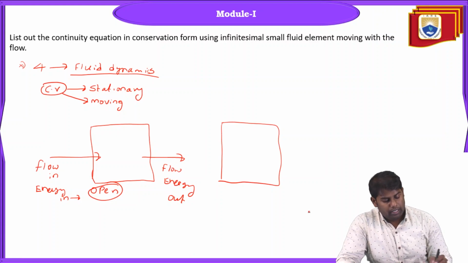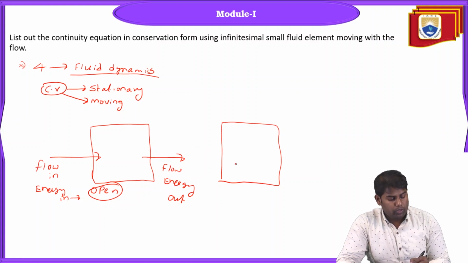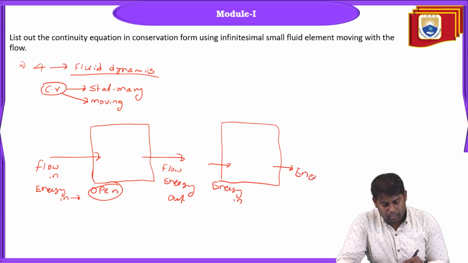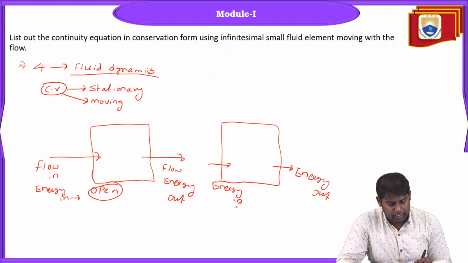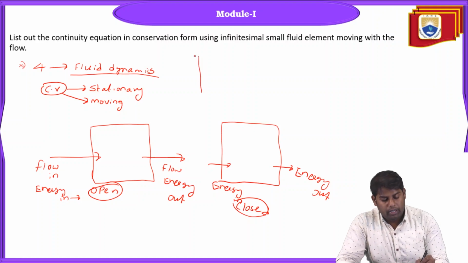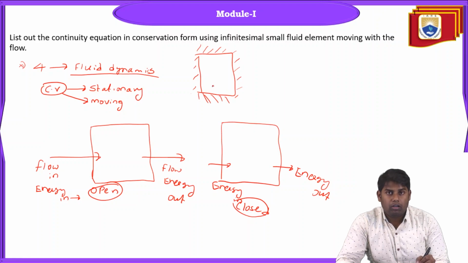So that is the open one. In the closed setup, you don't have flow in and flow out, so you have energy in and energy out. There is no flow in or flow out, so this is called a closed control volume. And you have one more category which is called isolated. Isolated means insulation. You can take the example of a thermo flask, where you keep hot water or hot tea.